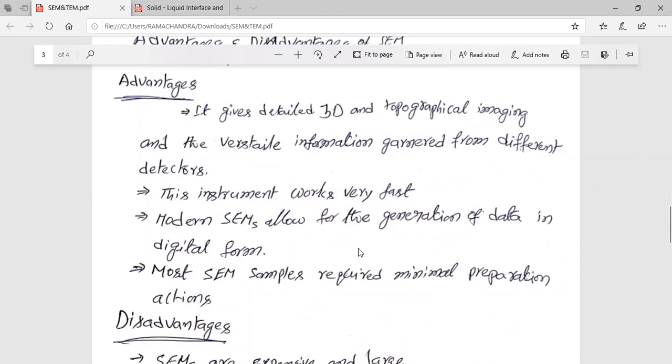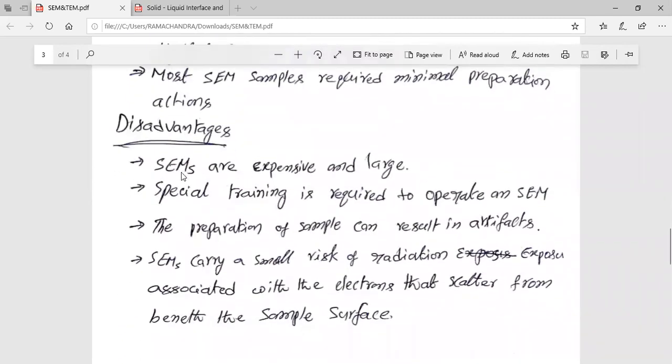Next, this instrument works very fast. It's a rapid technique. Modern SEMs allow for the generation of data in digital form. Nowadays, with modifications in the techniques, they provide the data in a digital form. Most SEM samples require minimal preparation. So these are some advantages of scanning electron microscopy. Next we discuss the disadvantages of scanning electron microscopy.